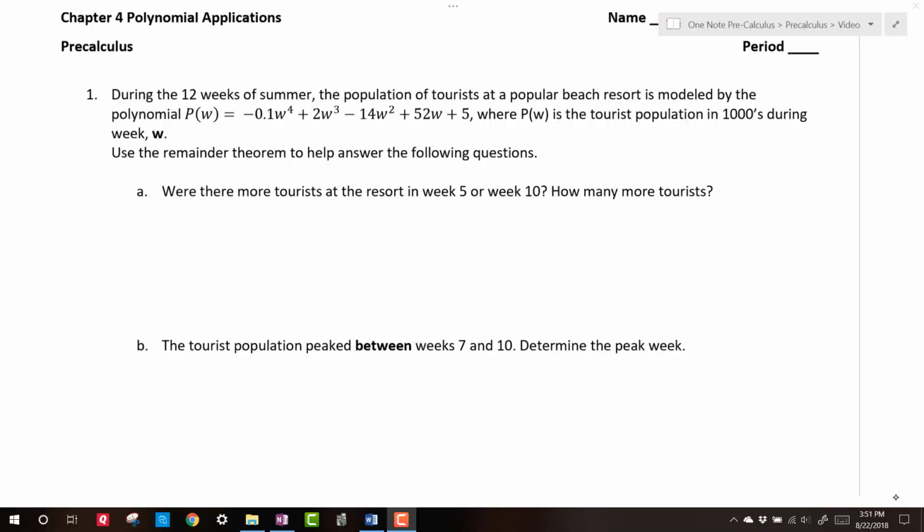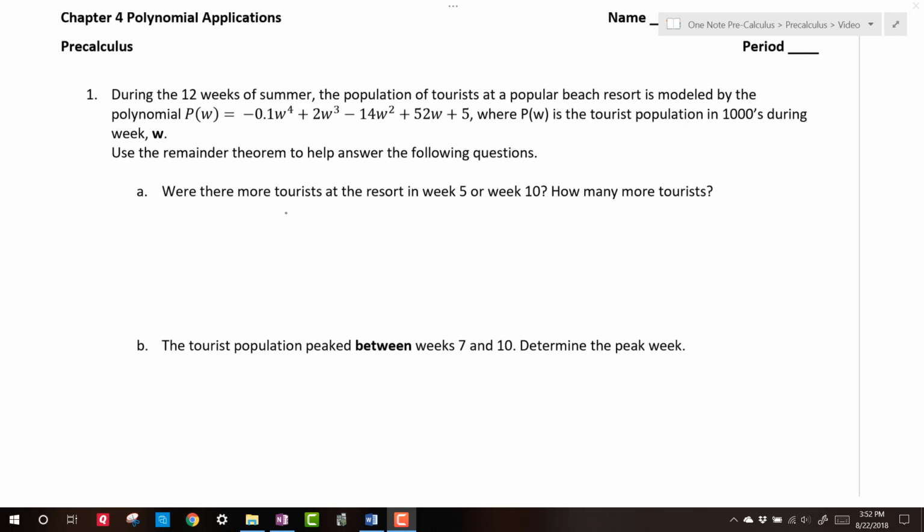Okay, so it says during the 12 weeks of summer, the population of tourists at a popular beach resort is modeled by the polynomial P of W, and there it is, where P of W is the tourist population in thousands during week W. So W represents the number of weeks, P of W represents the population in thousands. And then in letter A, use the remainder theorem to help answer the following questions. Were there more tourists at the resort in week 5 or week 10?